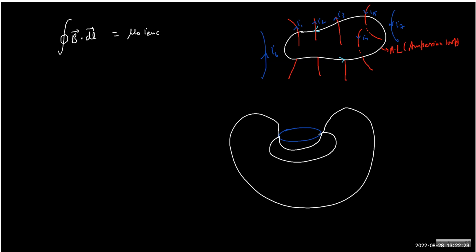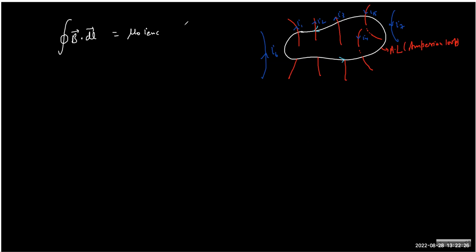So if I try to calculate the B dot DL, the net value, of course, it is impossible to get the B in such a situation, but we can say this must be equal to, as per the traversal direction, which are positive currents and which are negative currents. I1, I2, I3. Yes, sir. And then 4 and 5 are negative, right? Negative. Yes, sir.